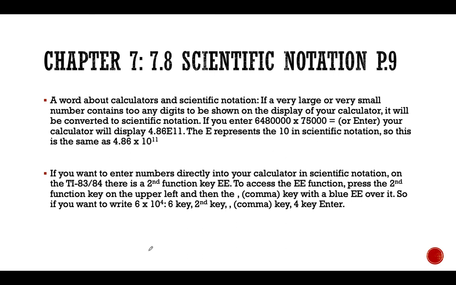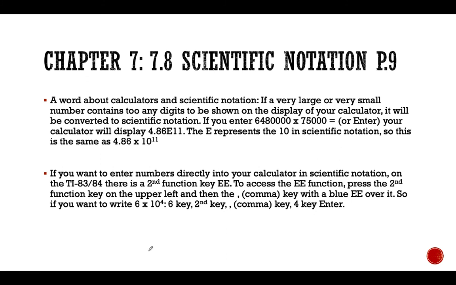Now, a word about calculators in scientific notation. If a very large or very small number contains too many digits to be shown on the display of your calculator, it will be converted to scientific notation. If you enter 6,480,000 times 75,000, your calculator is going to display 4.86 e to the 11. On your calculator, the e represents the 10 in scientific notation, so this is the same as 4.86 times 10 to the 11.